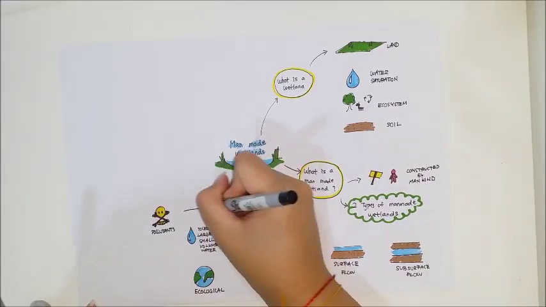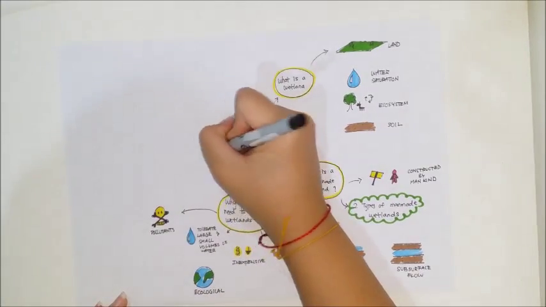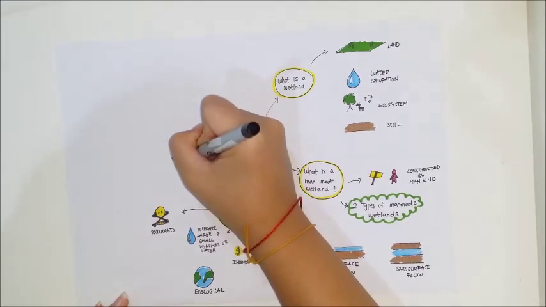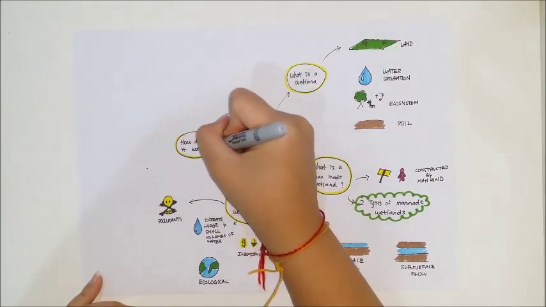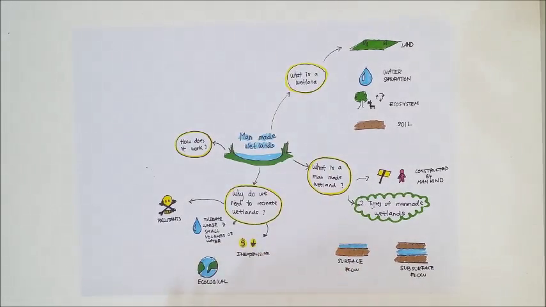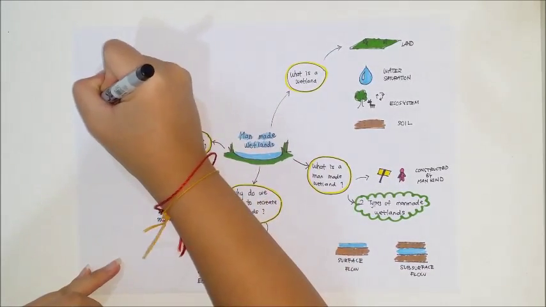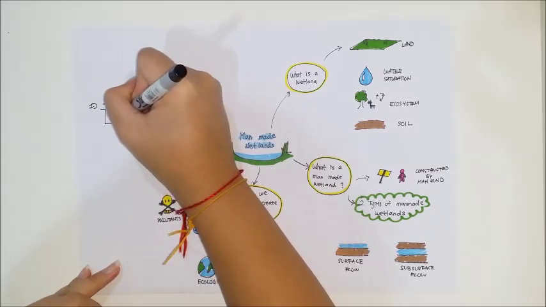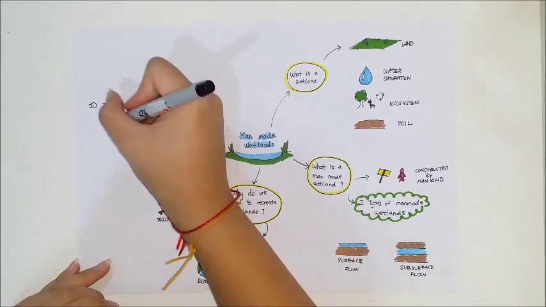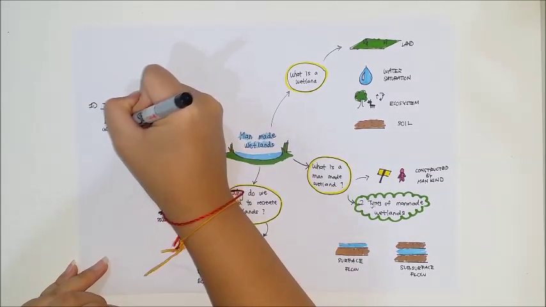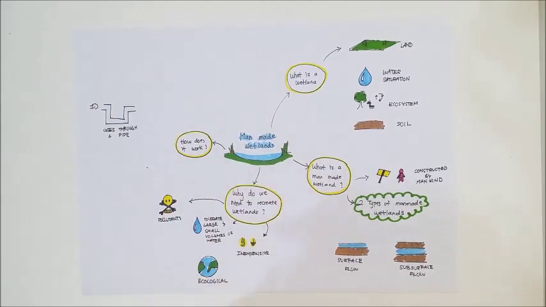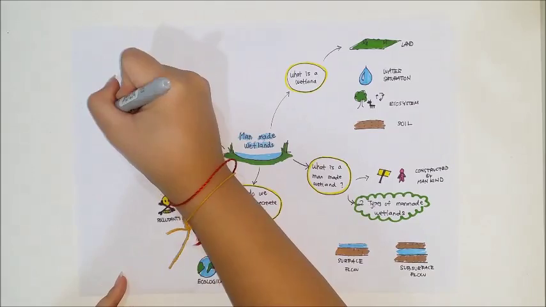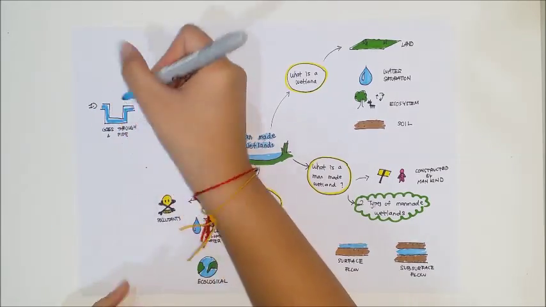So how does it work? How does a man-made wetland work? Wastewater flows through a pipe from a septic tank or other types of primary wastewater treatment system into the constructed wetland. Wastewater can either flow on the top of the existing soil, which is known as surface flow, or through a porous medium such as gravel, which is known as subsurface flow. The flow is distributed evenly across the width of the wetland cell.